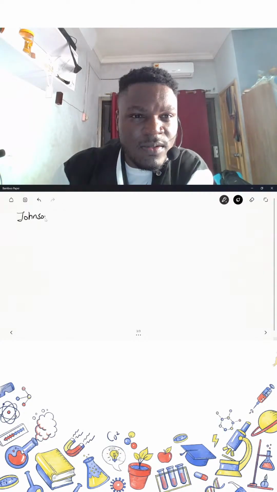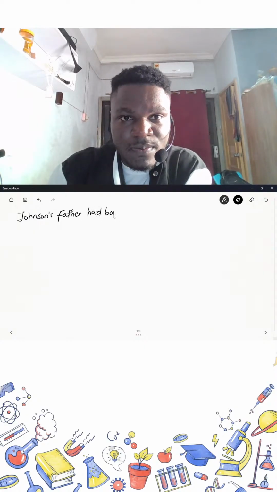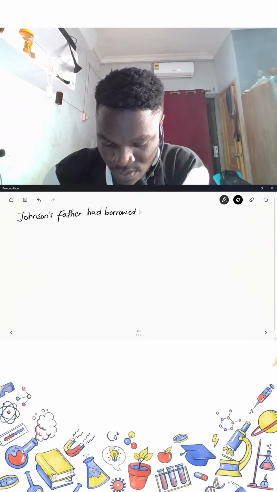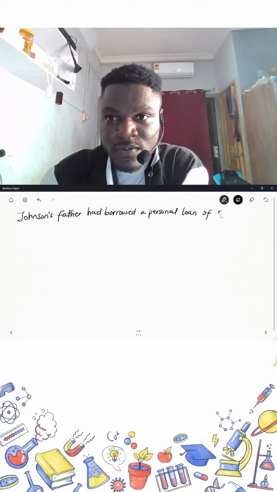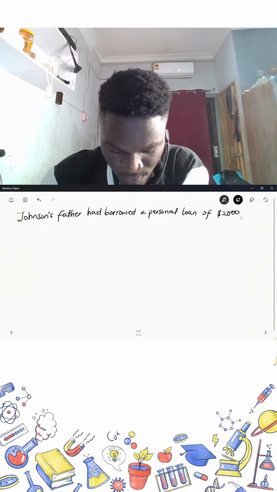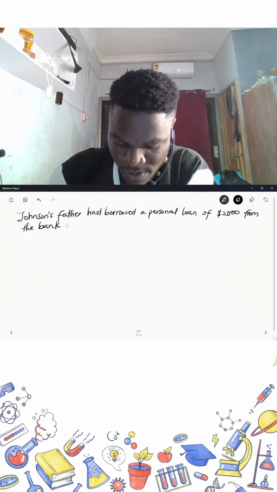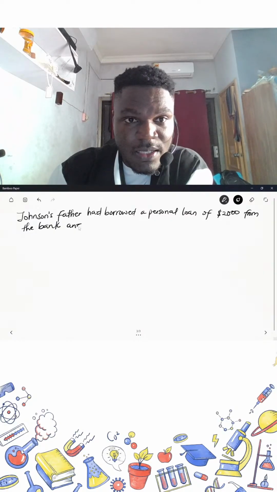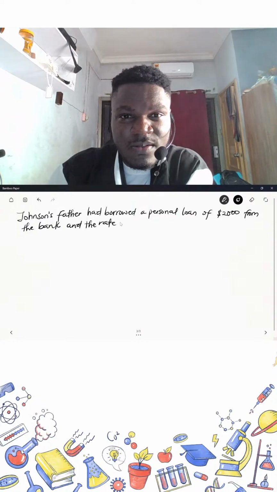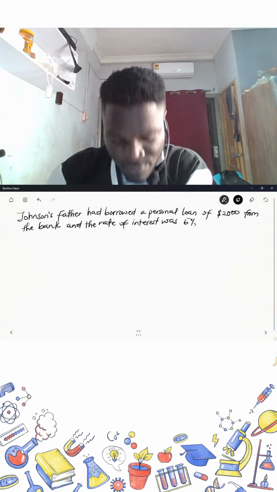Johnson's father had borrowed money. He borrowed a personal loan of $2,000 from the bank and the rate of interest was 5%.